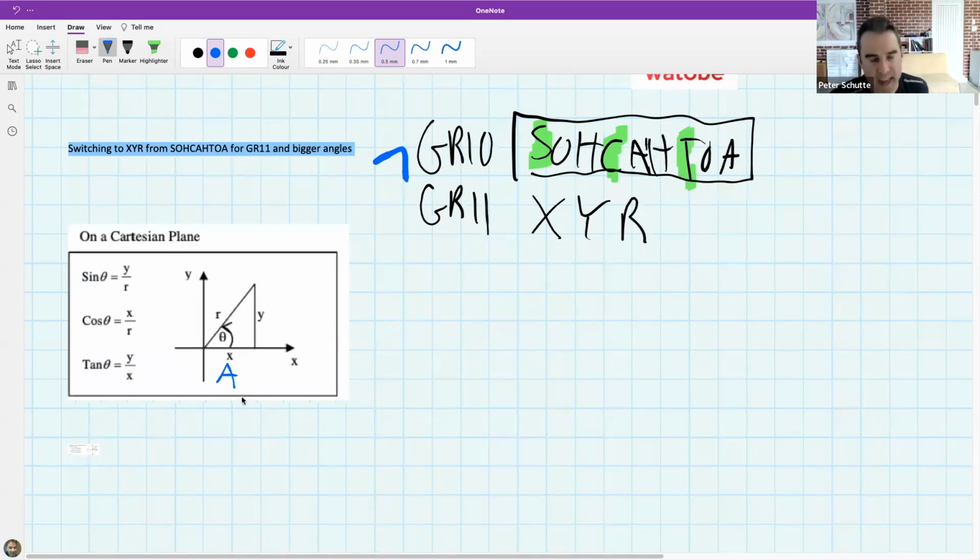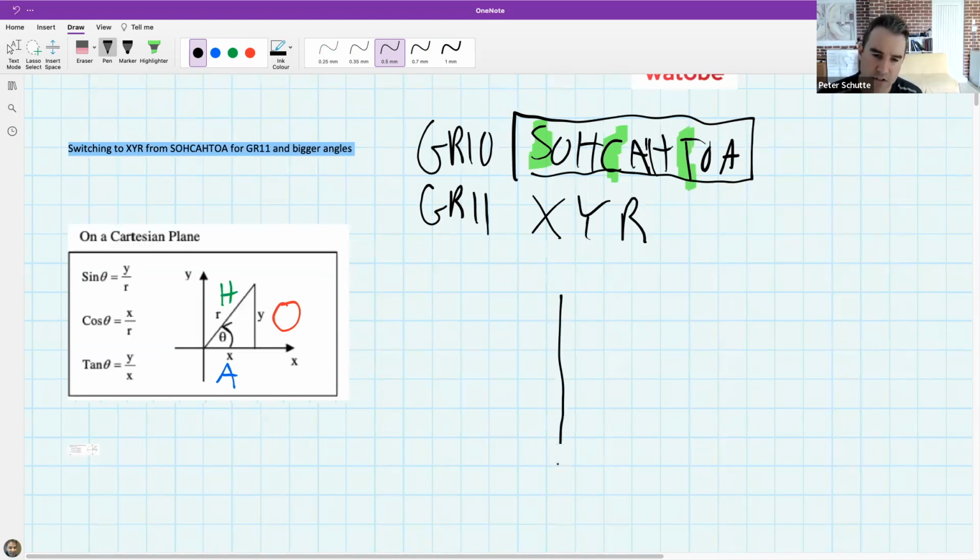Okay, now if we talk about Y, what will Y be the same as if we're comparing it to grade 10? That would be the opposite, yeah. And then for R, what would R be the same as? I guess it's kind of obvious. R would be the hypotenuse. So sometimes we have to be able to move between those two worlds, and they are essentially the same.